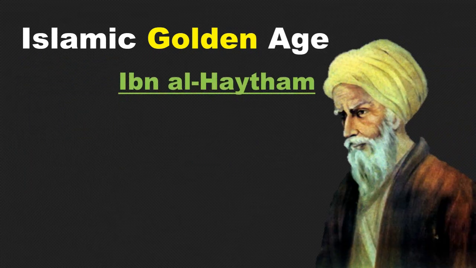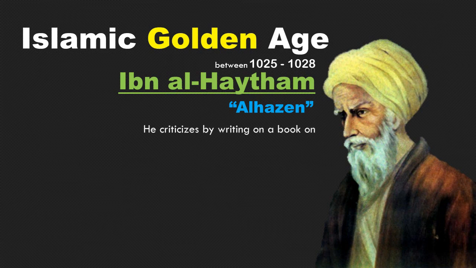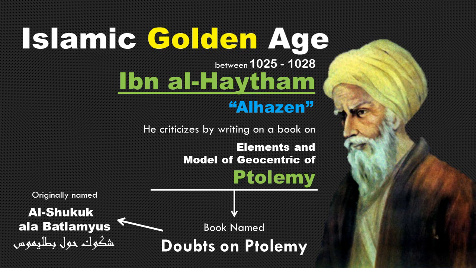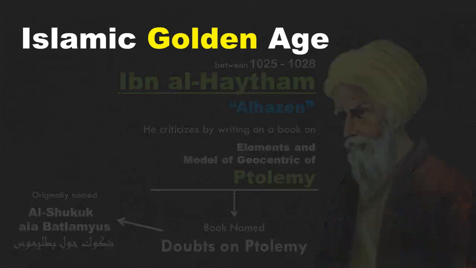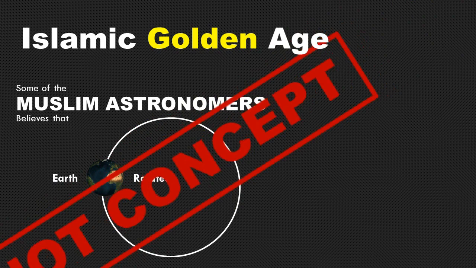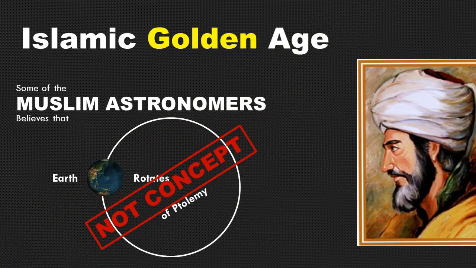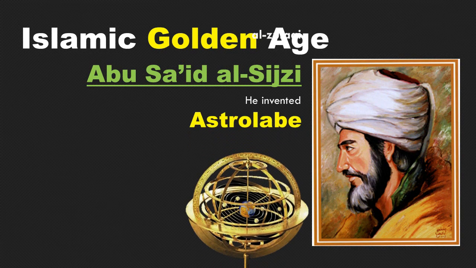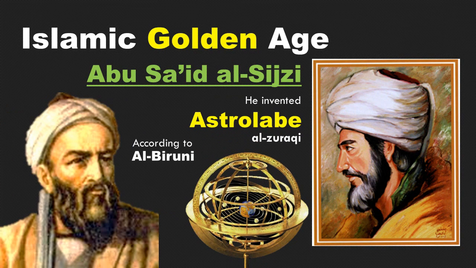Ibn al-Haytham, commonly known by the Latinized name Alhazen, wrote a book between the years 1025 and 1028 that criticizes the elements and model of Ptolemy's geocentrism. This book is named Doubts on Ptolemy, originally named Al-Shukuk ala Batlamyus. Some of the Muslim astronomers believed that the Earth rotates around its axis, which is not the concept of Ptolemy, especially al-Sijzi. Al-Sijzi invented an astrolabe called al-Zuraqi, according to al-Biruni.